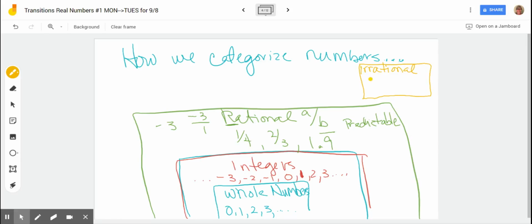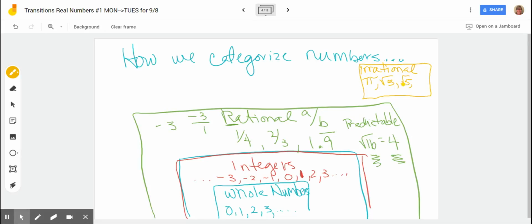All right, irrational numbers are pi, and any square root that isn't a perfect square. By the way, the square root of 16 equals 4. That's rational. So the square root of 16 is rational. Over here, the square root of 3 goes on forever and doesn't repeat. It's not rational. It's irrational. Square root of 3, square root of 5, square root of 6, any number that isn't a perfect square is irrational.